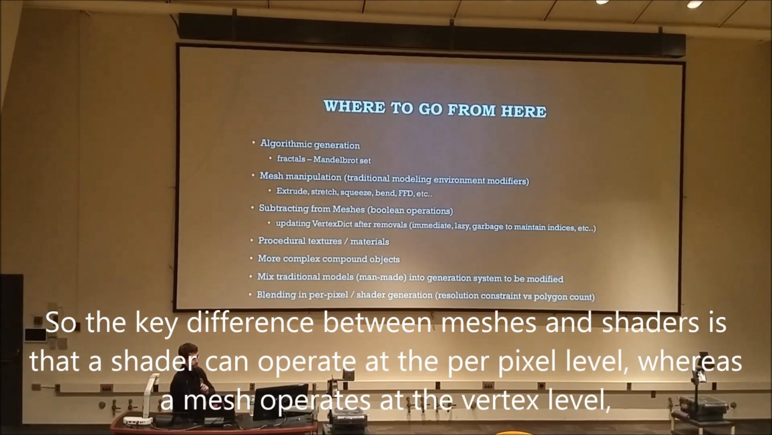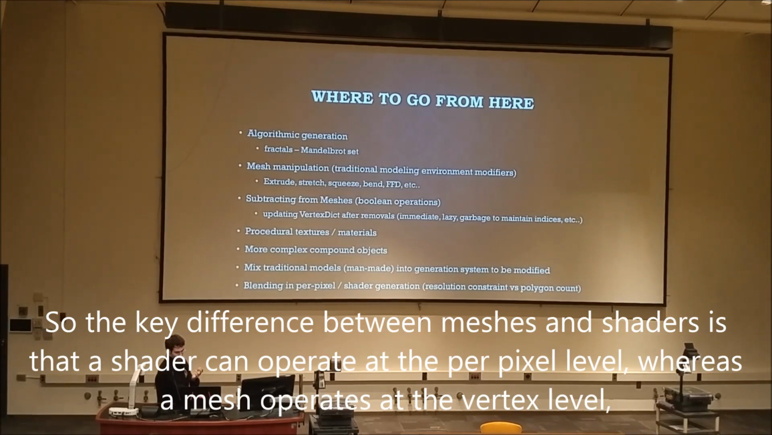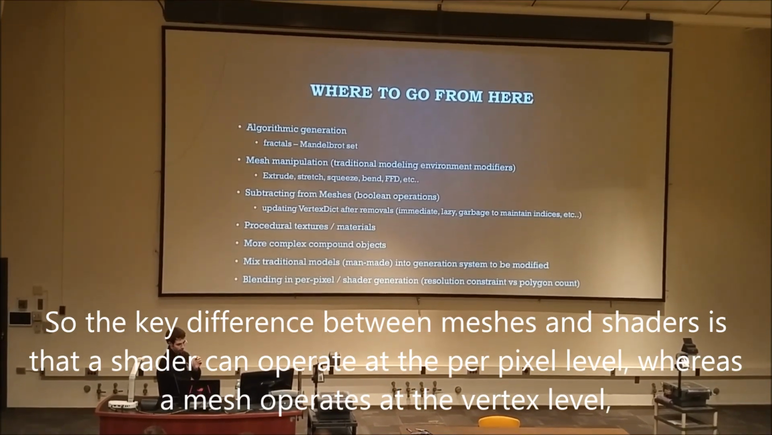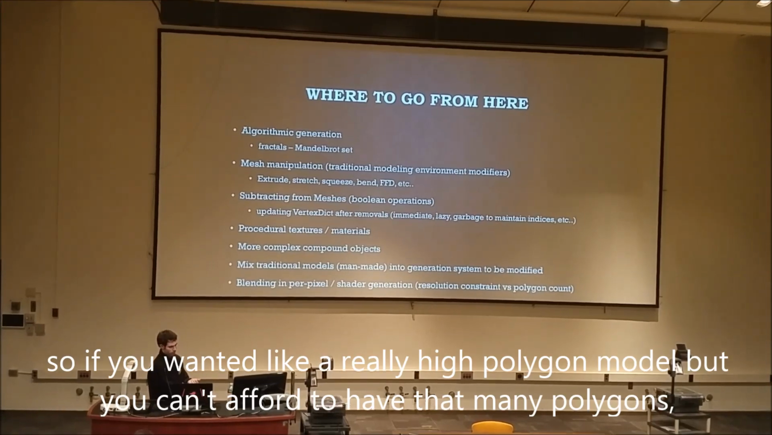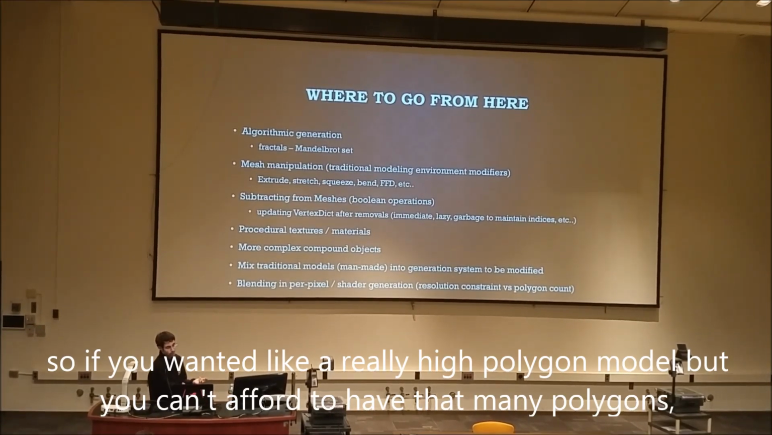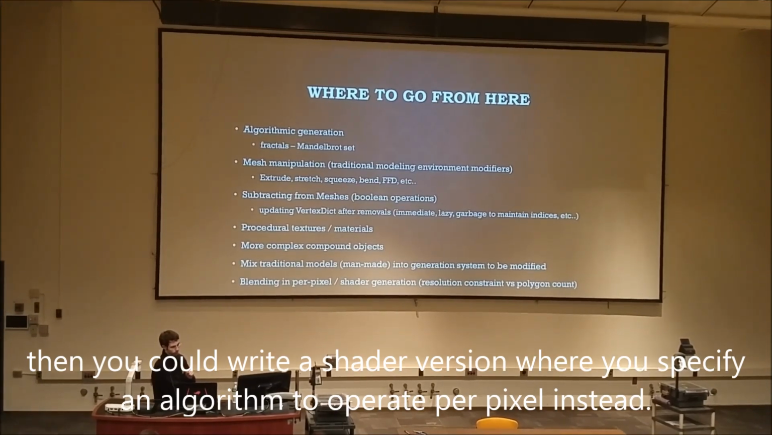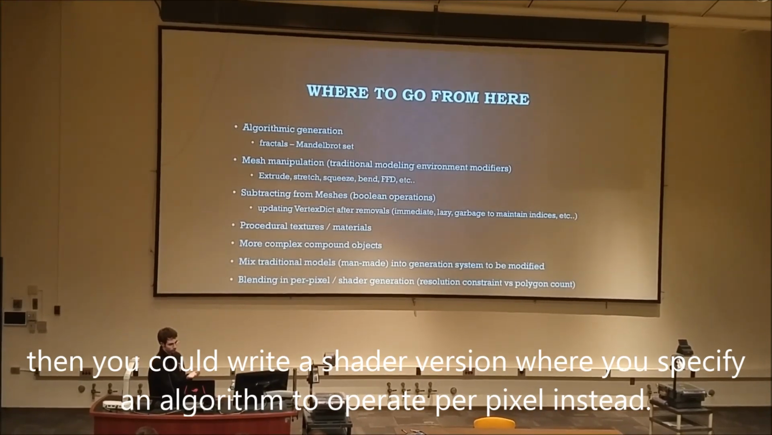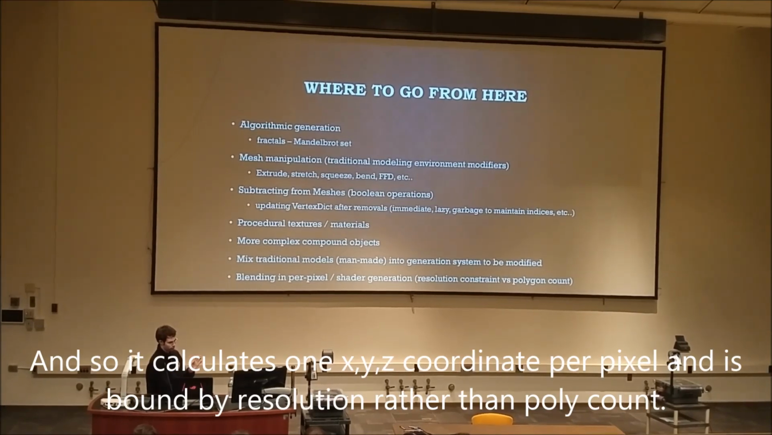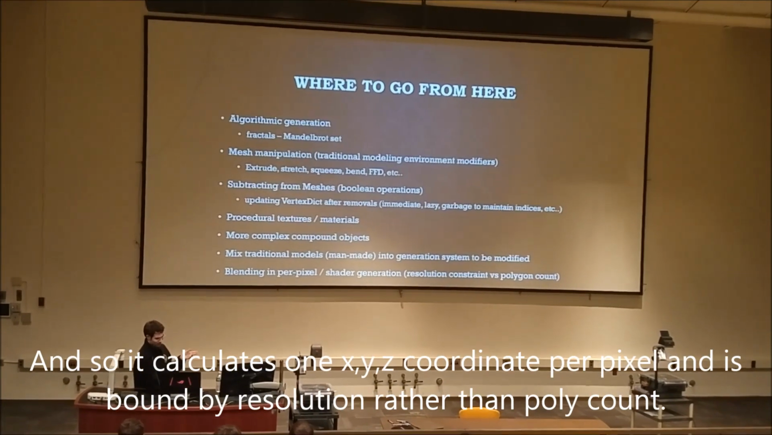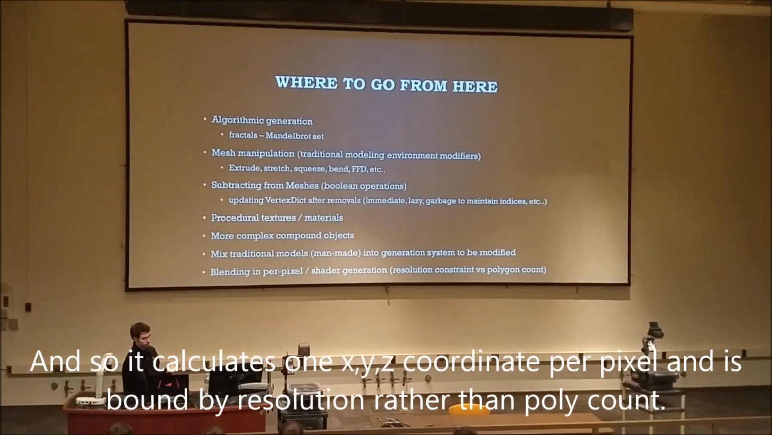The key difference between a mesh and a shader is that the shader does things on the pixel level, whereas the mesh will do things on the vertex level. So if you want a really high polygon model, but you can't afford many polygons in your workflow, then you can do shader generation where you specify a function for each pixel instead, and it calculates one vector, an x, y, z coordinate, for each pixel, and you're not going to worry about the number of polygons because you use an algorithm.